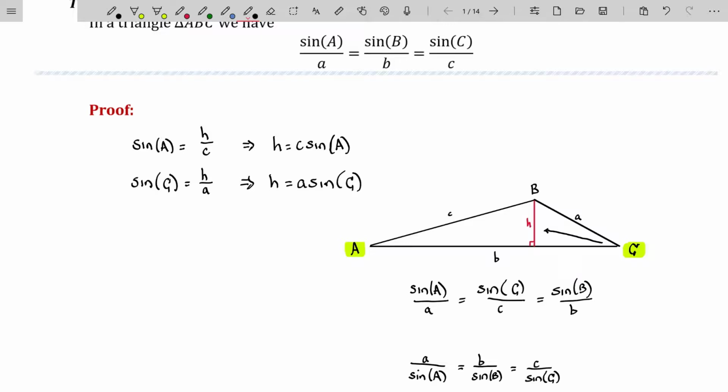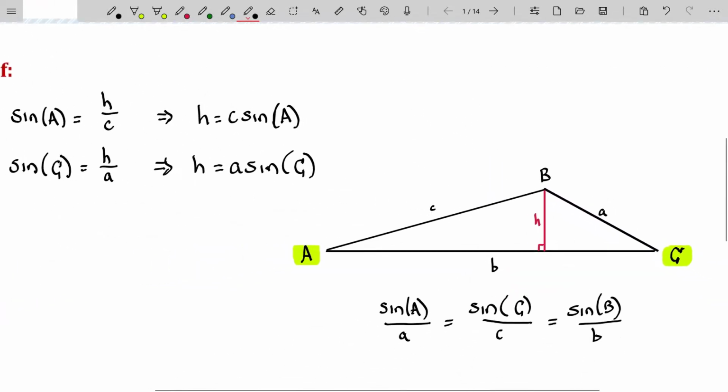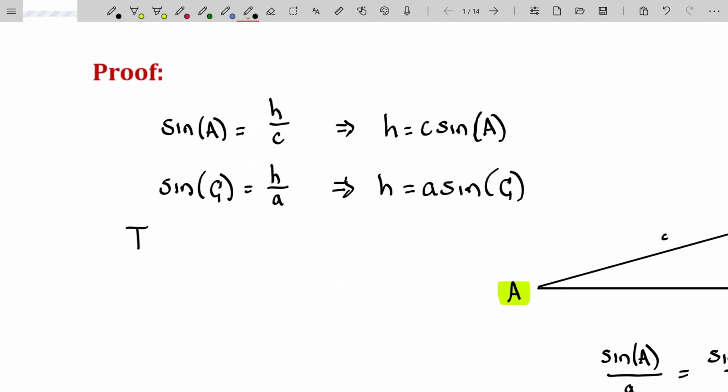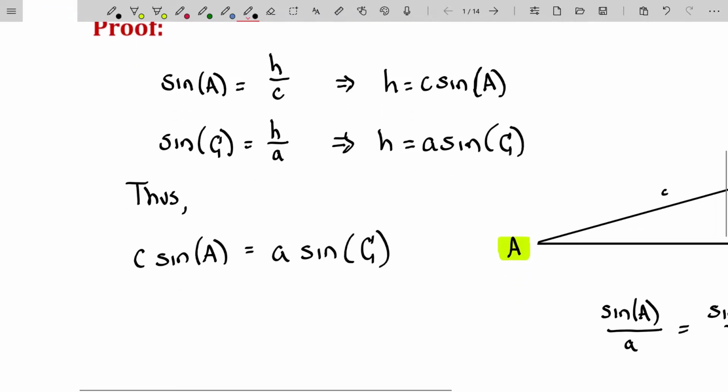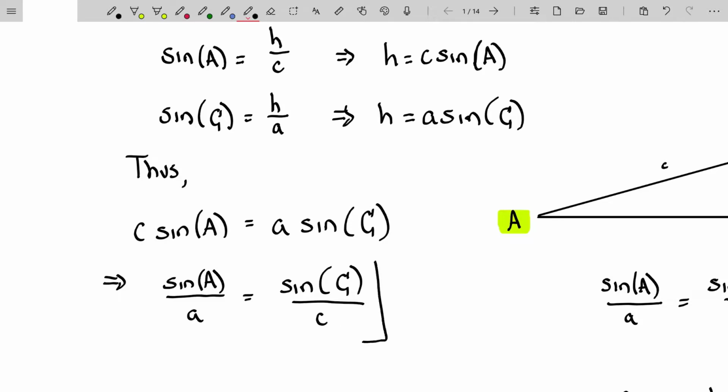Since these h's are the same in both cases, that's just the same h for both of those right triangles, this means that these two values of h have to equal one another. That is, I'll write thus, c times the sine of angle A must equal a times the sine of angle C. Well, now all I need to do is divide both sides by a and c. If I divide both sides by a and c, I will get the sine of angle capital A divided by a is equal to the sine of angle capital C divided by side c.